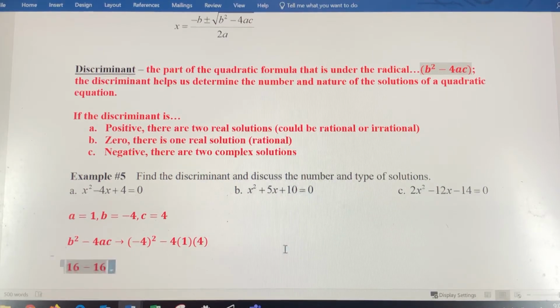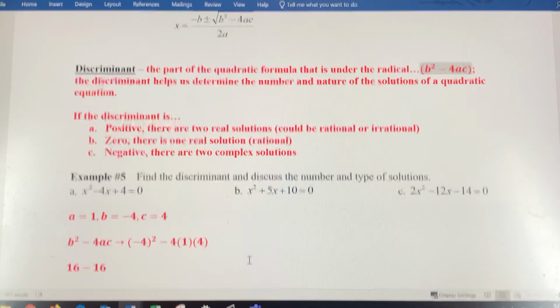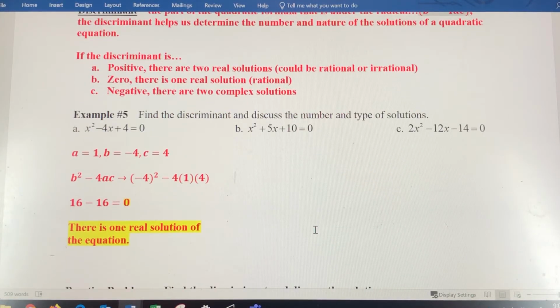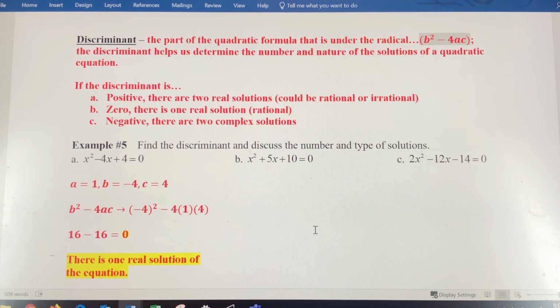So when I complete that, I get 16. Negative 4 squared is positive 16. Minus 4 times 1 times 4, well, that's going to be 16. So my discriminant is 0, okay? So that puts us in part B here. There's going to be one real solution, okay? Because the discriminant is 0. All right? Okay, let's look at B. Pause the video here, give B and C a try, and then come back and check your work.